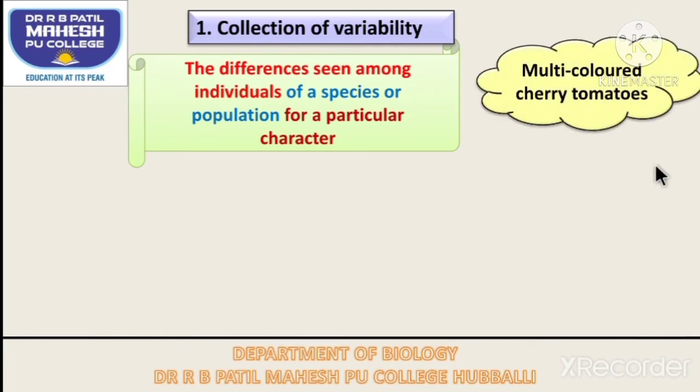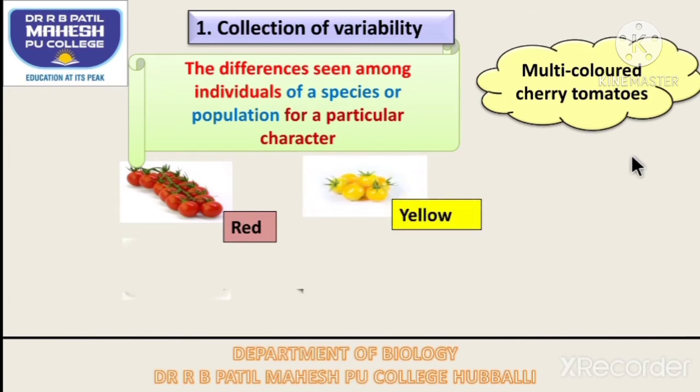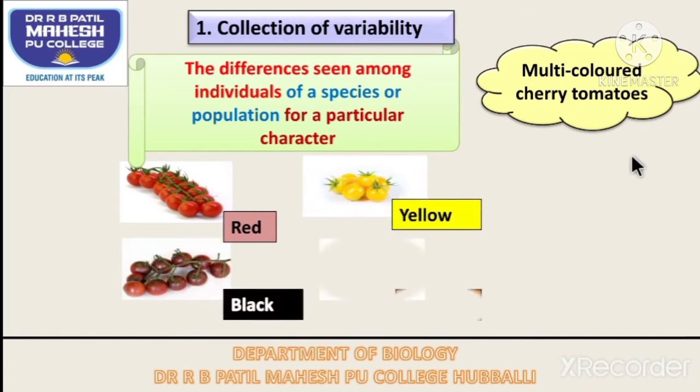Now let's try to understand these variations by taking the example of multicolored cherry tomatoes. This is a baby tomato or a cherry tomato which occurs in 4 different colors. See, it is present in red color, yellow color, orange and reddish black color. But tomato belongs to one species. With respect to color, there is a variation. So that difference is called variation.